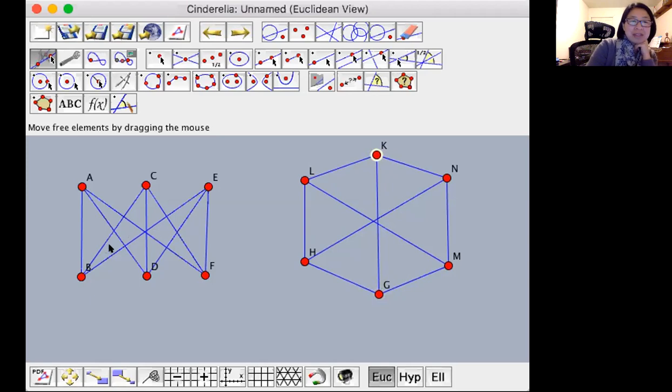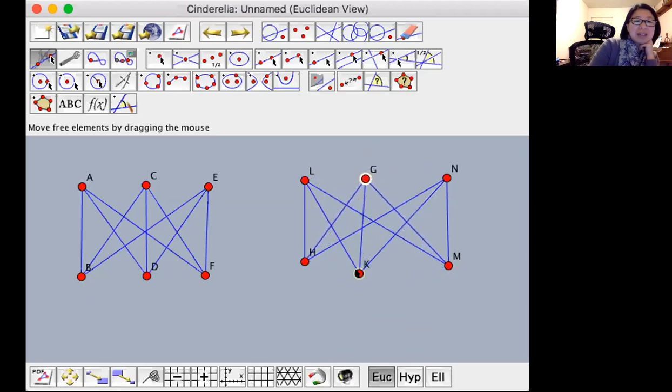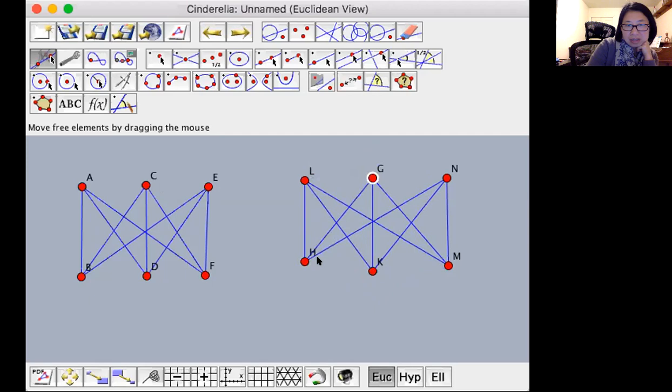And then that these two graphs are isomorphic, where by redrawing them, I can see how to get the isomorphism, right? I could define a function phi from A, B, C, D, E, F to G, H, K, L, M, N, where I could say A goes to L, and B goes to H, C goes to G, D goes to K, and E goes to N, and F goes to M. So my redrawing tells me what the isomorphism should be.